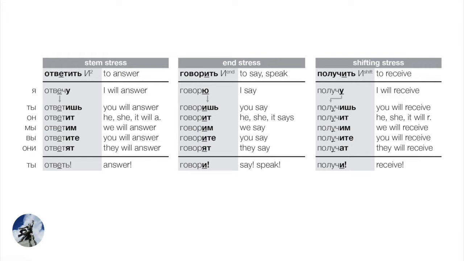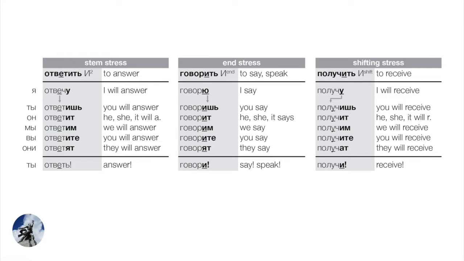Let's look at говорить. That's going to follow end stress, and you see how we've marked that in the tag, right? We've written an e followed by a little superscript end. That means end stress. Говорю, говоришь, говорит, говорим, говорите, говорят. Okay, what about shifting stress? Получить. Again, we can't tell that stress pattern simply by looking at the infinitive, so we've marked it as an e verb, and then in the superscript there we've noted shift. That's telling us this is a shifting stress verb. That gives us получу, right, on the ending, but then shifting back, получишь, получит, получим, получите, получат.